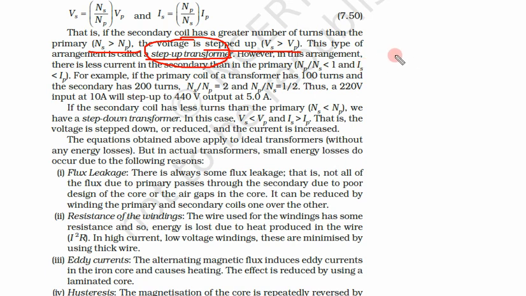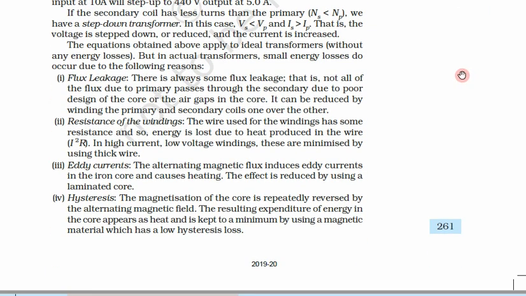So we always consider voltage, whether voltage is increasing or decreasing. If voltage is increasing, this is step up. If voltage is decreasing, we say step down. If the secondary coil has fewer turns than the primary, we have a step down transformer. That means voltage is reduced. So if voltage is reduced, step down, that means our mobile chargers; if voltage is increased, then step up, generally at the powerhouse. The equation obtained above applies to ideal transformers without any energy loss.